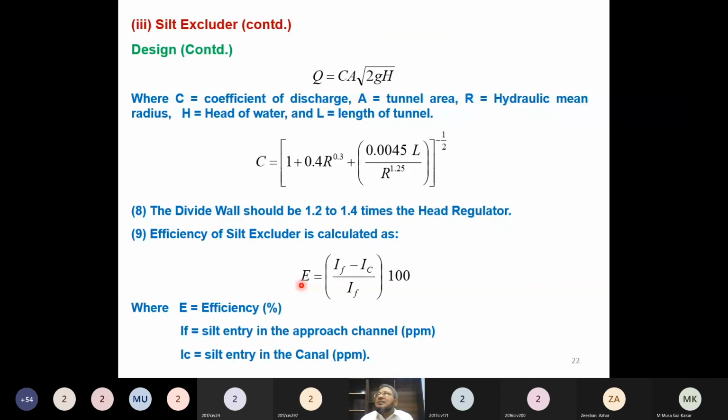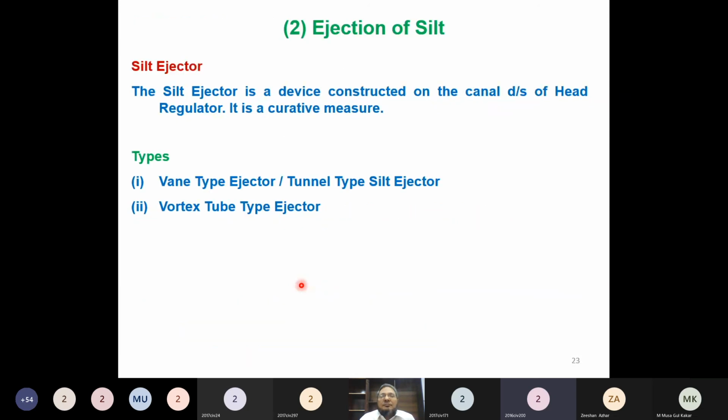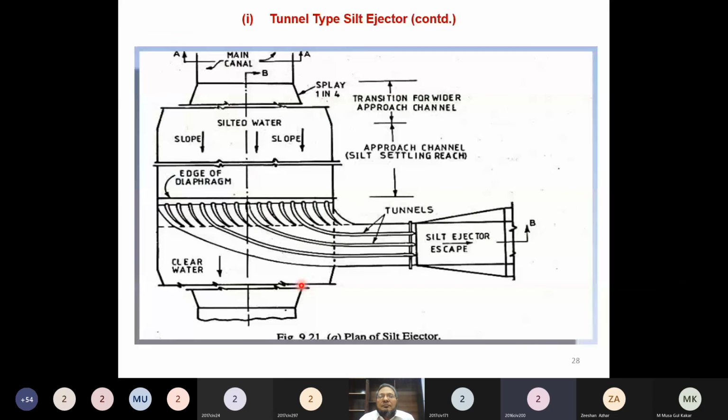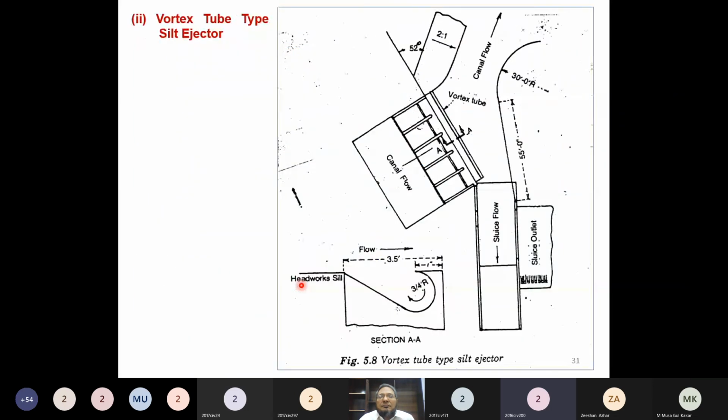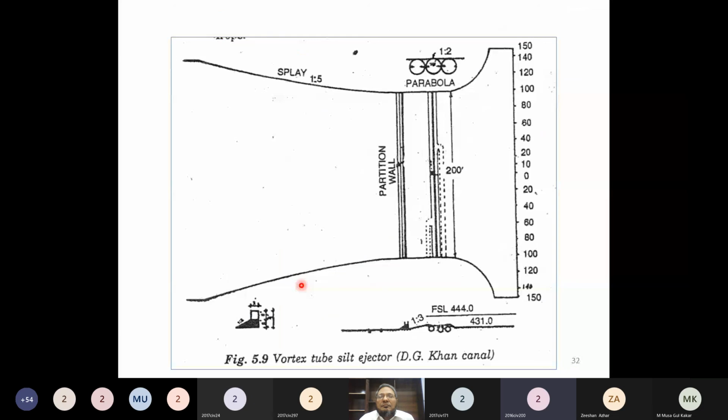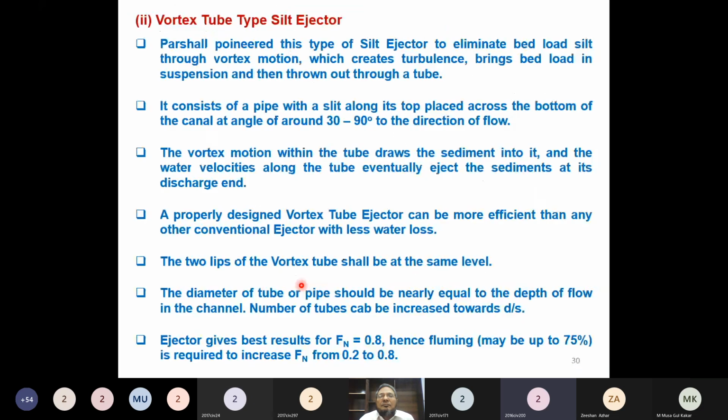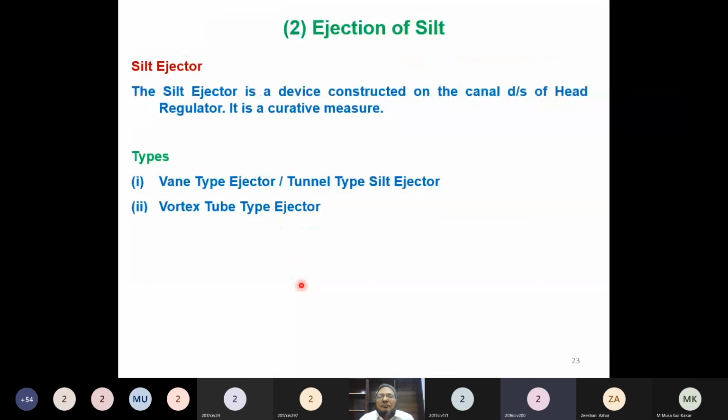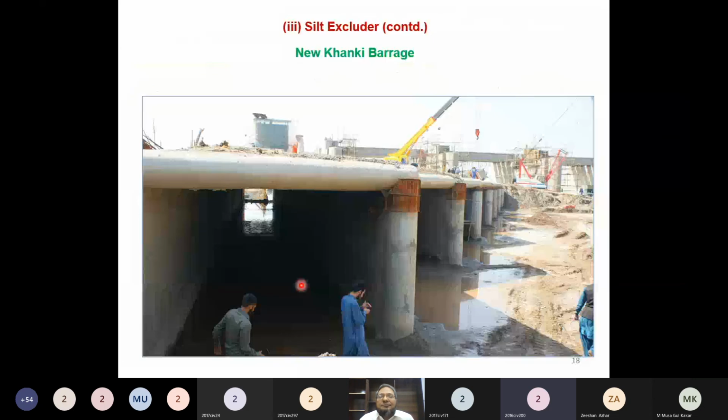So do you have any questions till now? Yes. सर ये जो सिल्ट एक्सक्लूडर है सर, अगर ये सिल्ट की एंट्री को रोकता है केनाल में, तो ये किसी टाइम बाद तो ये सिल्ट इसमें जमा होगा, या तो मतलब इसकी क्या मेंटेनेंस है, इसको कैसे रेगुलेट किया जाता है सर, इसके बारे में थोड़ा बताइए सर। Yes.